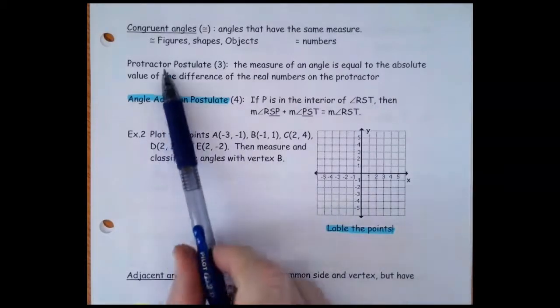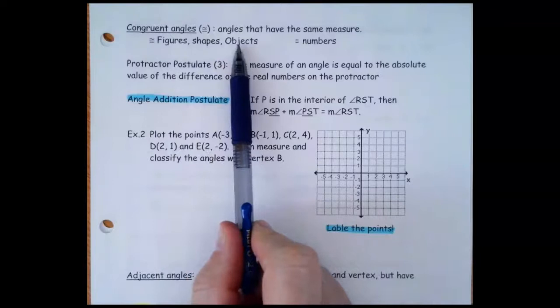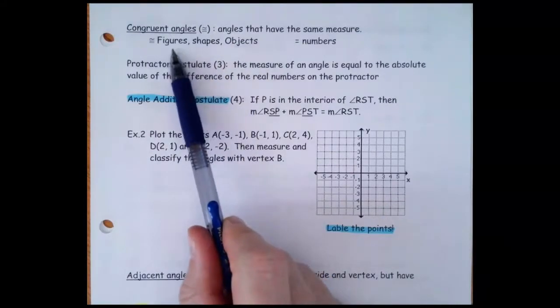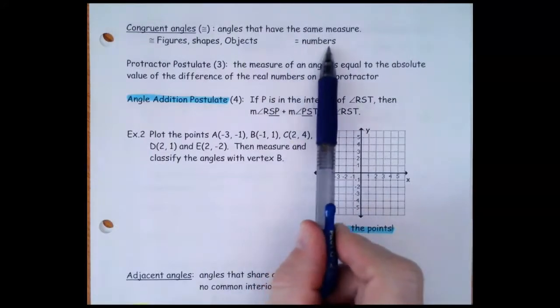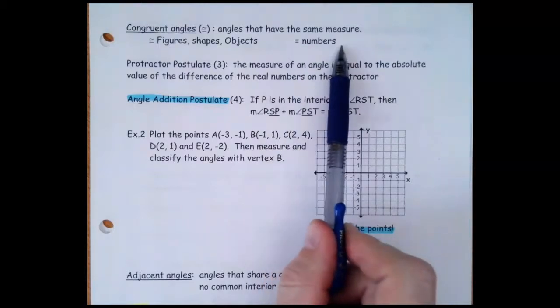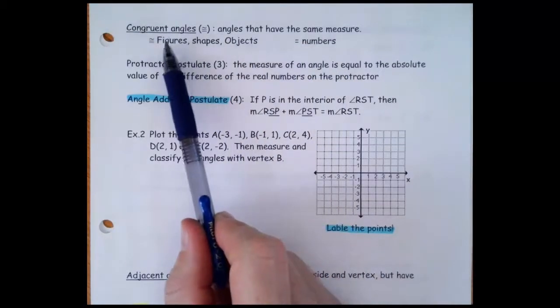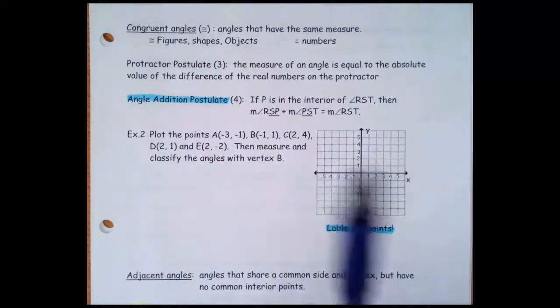So once again, we're repeating that congruent refers to figures, shapes, and objects. Angles are congruent. Their measures are equal. Equal is for numbers. If you have two right angles, they measure 90 degrees. 90 equals 90. But the two angles themselves are called congruent. They are congruent to each other.